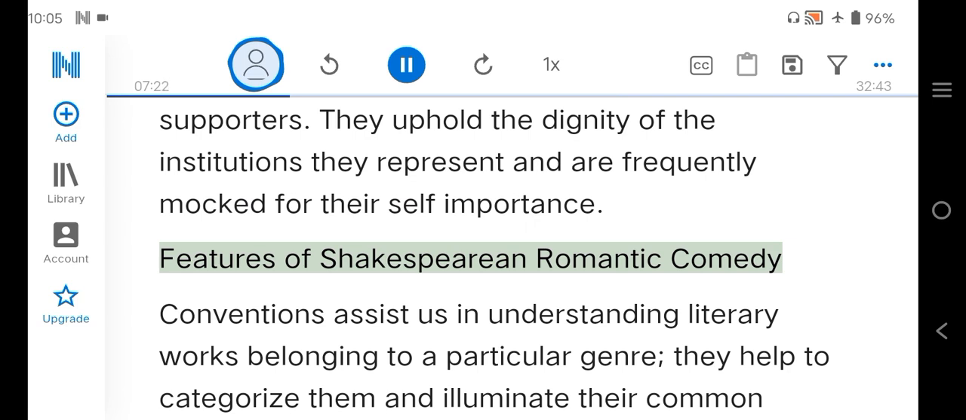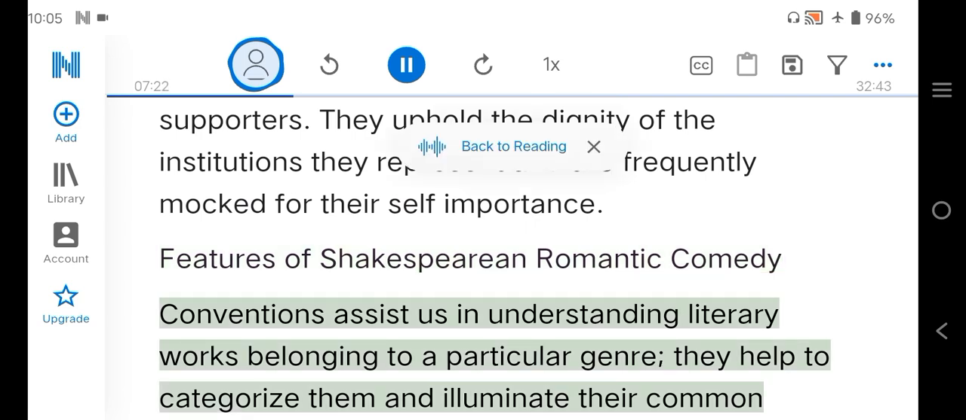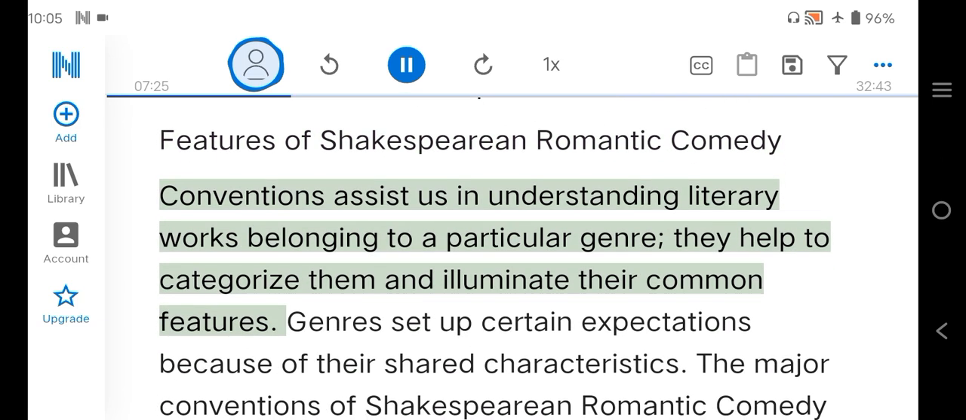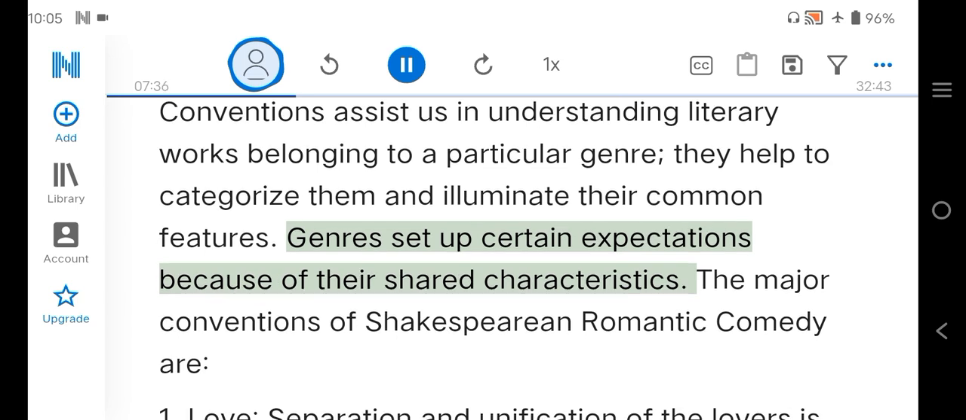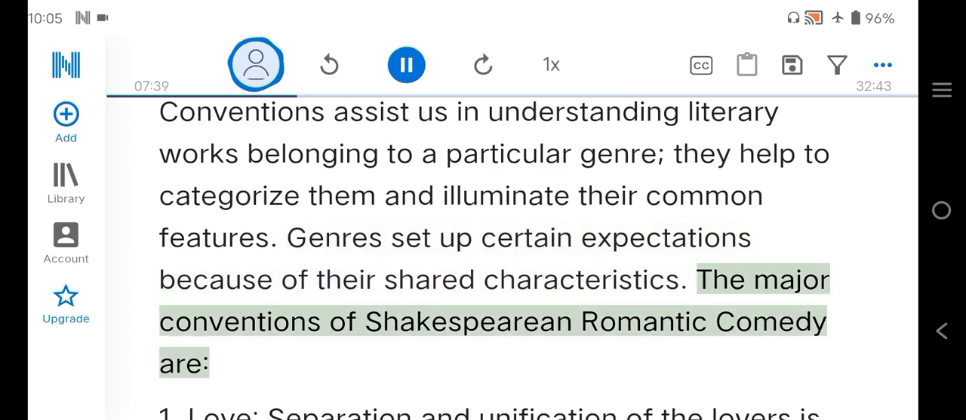Features of Shakespearean romantic comedy. Conventions assist us in understanding literary works belonging to a particular genre. They help to categorize them and illuminate their common features. Genres set up certain expectations because of the shared characteristics.